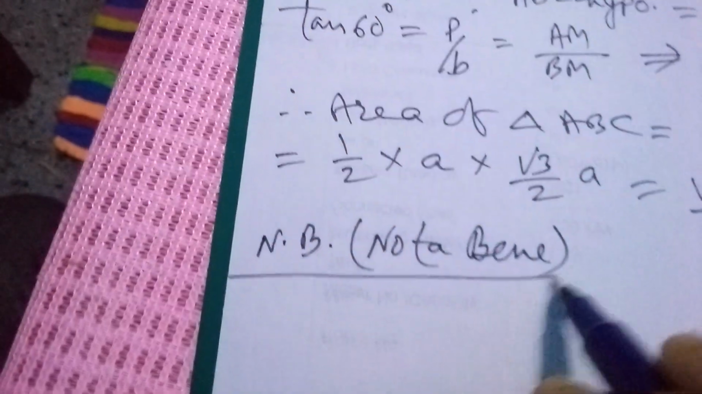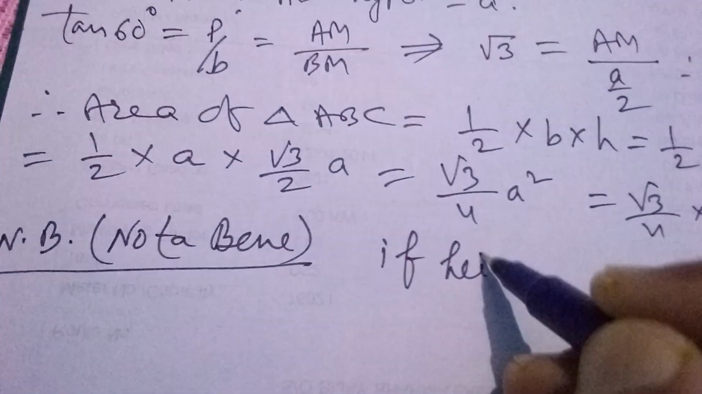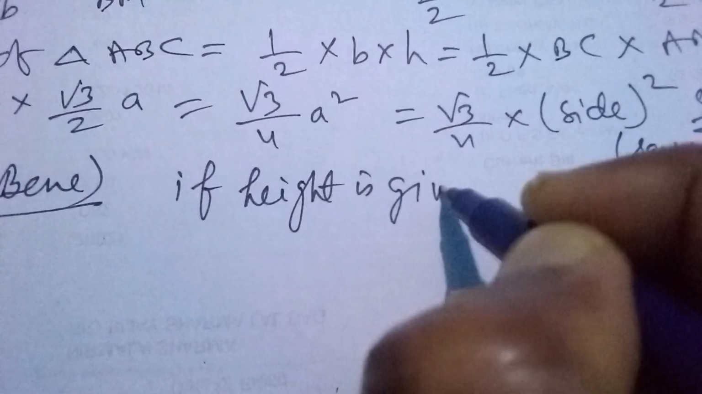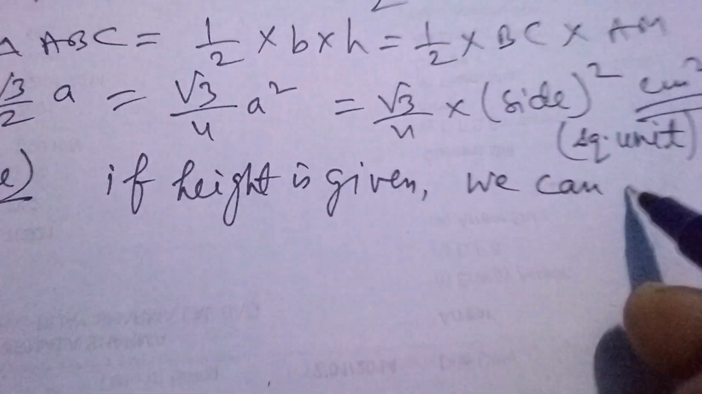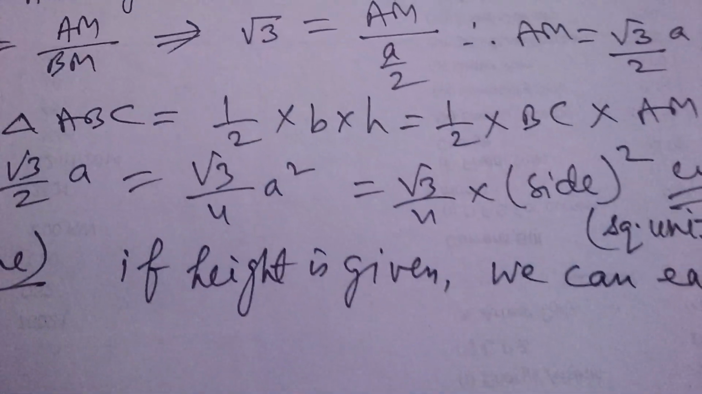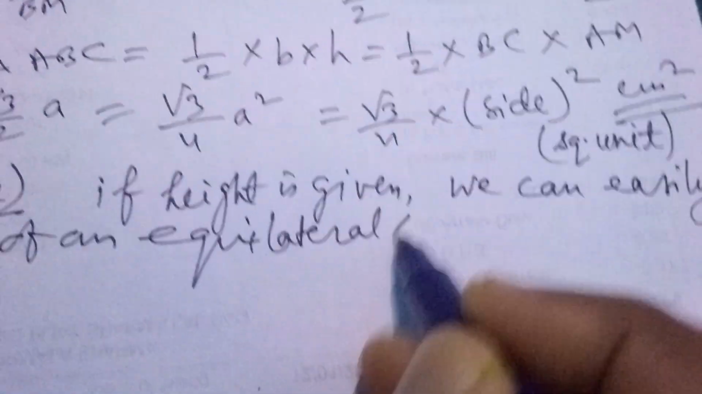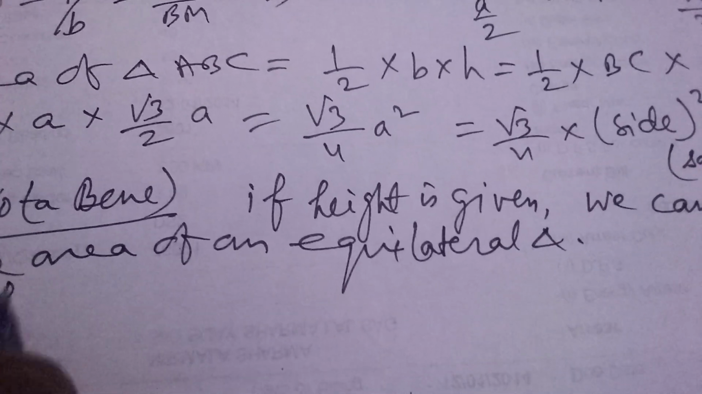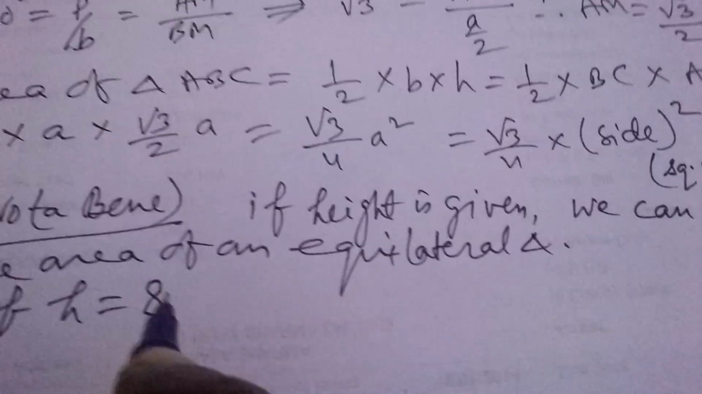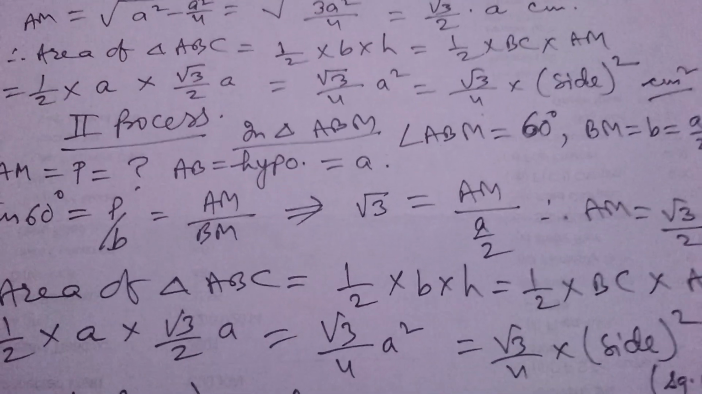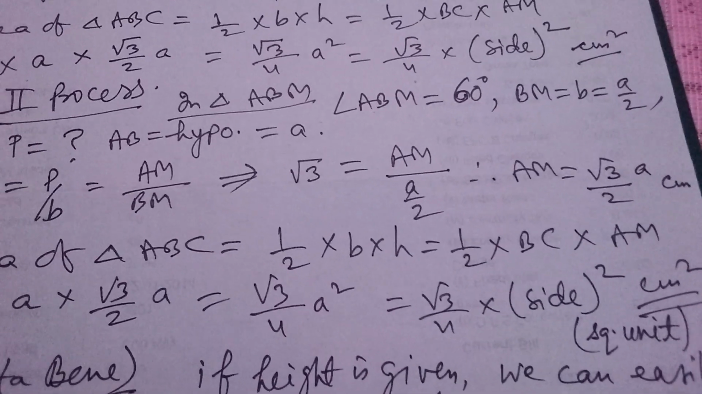Now, one thing you have to keep in mind, NB. NB means nota bene, which means remember well. If height is given, we can easily find the area of an equilateral triangle. Suppose, for example, if h equals 8 cm, then in this triangle, you find AM is the height. So AM is given as 8 cm. That is the height.